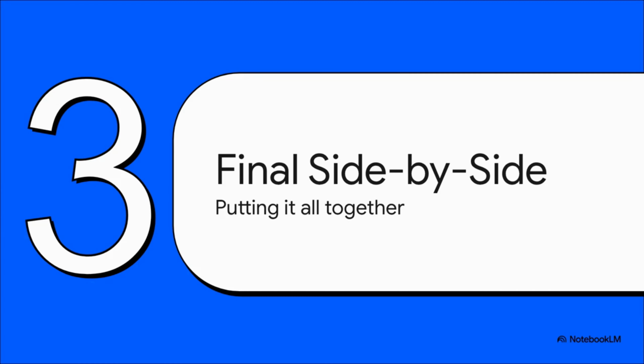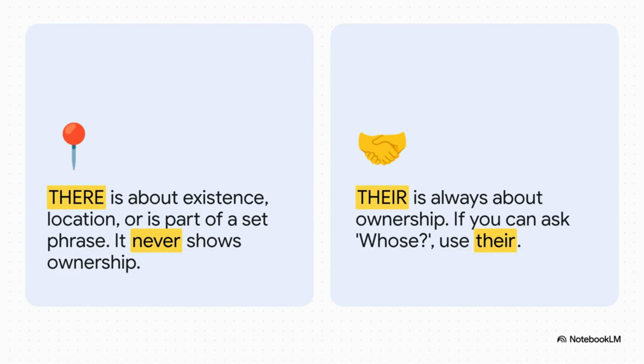So, we've seen the 4 jobs of there and the one single job of there. Now let's put them head to head for a final, super clear comparison. This is the part where it's all going to click into place. So here is the bottom line. There is about existence or location. There is always about ownership. The ultimate test is just to ask yourself, whose? If the answer has to do with owning something, you need THEIR. Think about it. Whose car is that? Oh, it's their car. But where's the car? The car is over there. See the difference? It's huge.